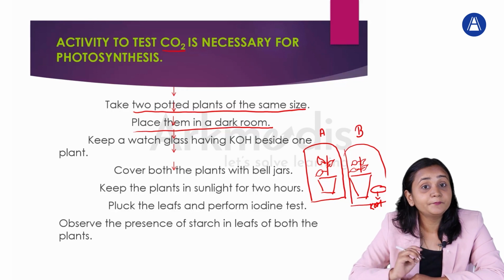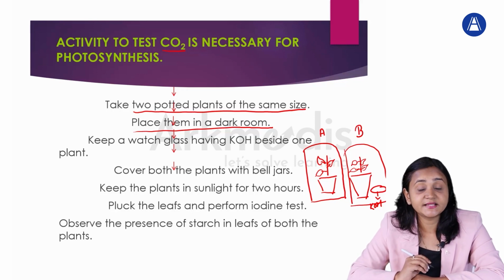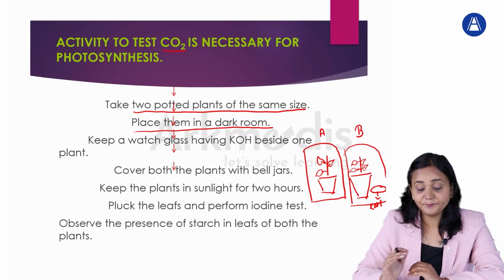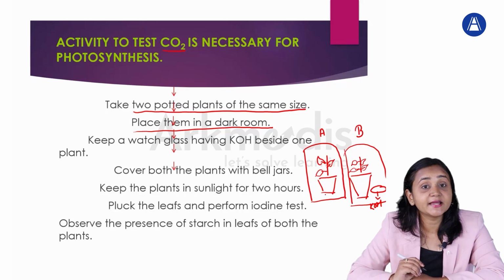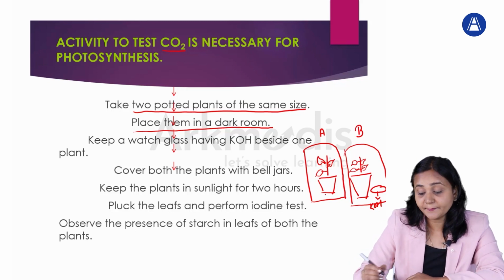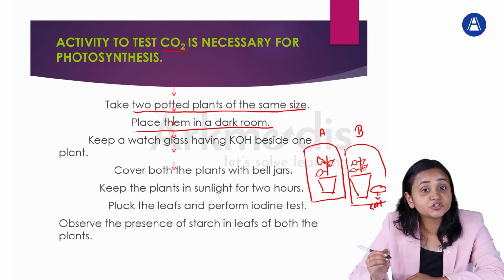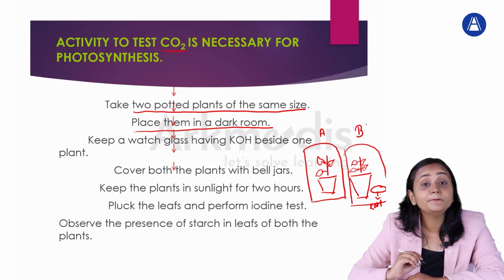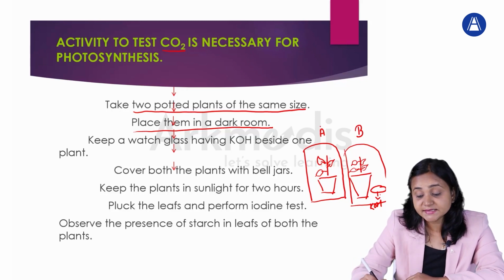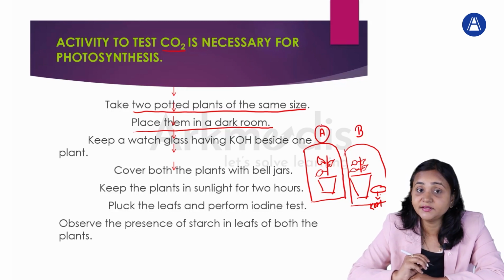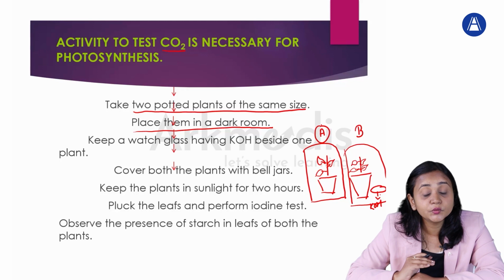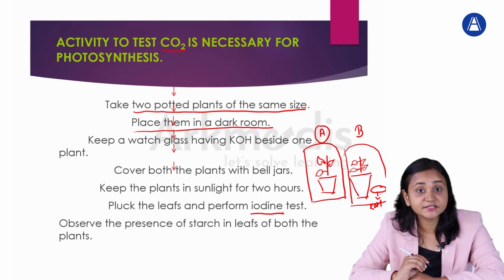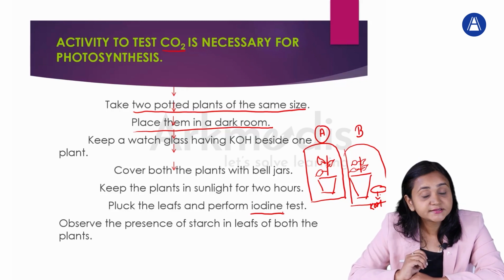The purpose of covering both the plants with the bell jar is so that this experiment can be performed under controlled conditions. Now, we are keeping this setup under the sunlight. What will happen is that this KOH will absorb all the carbon dioxide present inside the plant B setup, while the plant A setup will have the required amount of CO2. Again, we have to perform the iodine test to check the presence of starch.